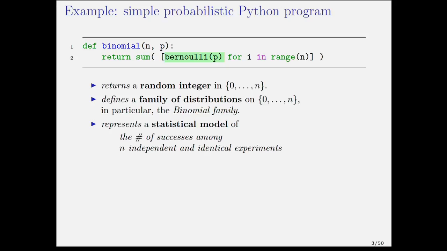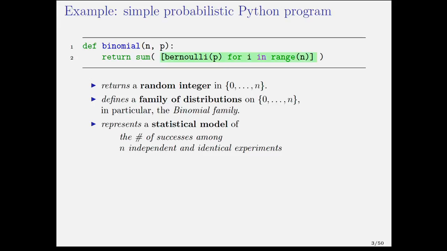It does this N times. So it's going to produce a list of N Bernoulli random variables, and then it's going to take the sum. So this is just the binomial representation. On the surface, it generates a random integer, so that's maybe its type. But it also defines a family of distributions on the set 0 up to n, in particular the binomial family. And then finally, from this Bayesian perspective, it is perhaps a statistical model, a probability kernel, describing, for example, the number of successes among n independent and identical experiments, each succeeding with probability p.